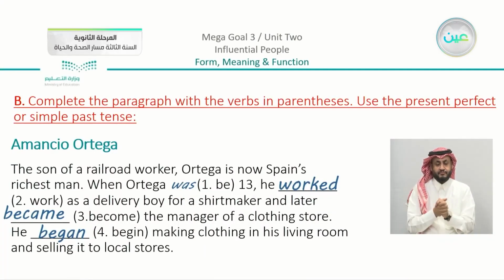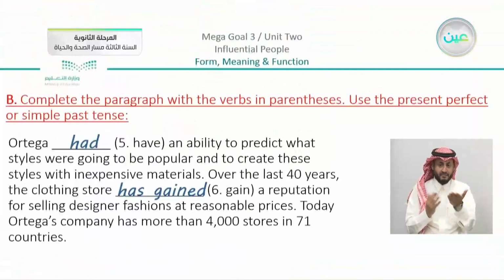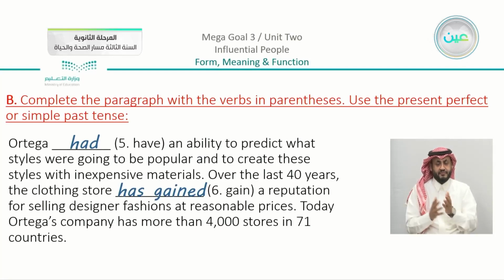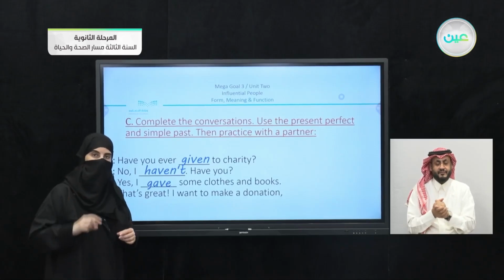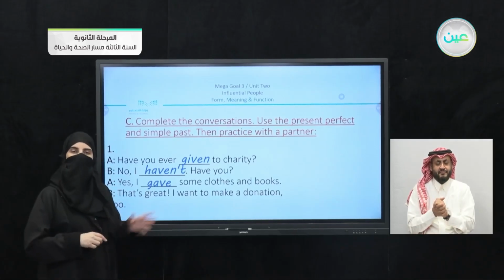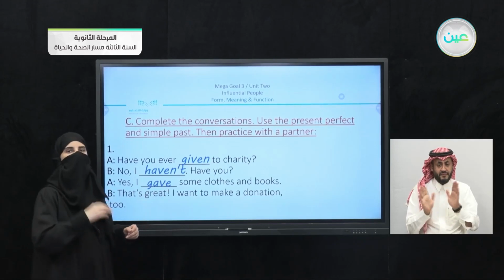Now moving on, we have the second exercise, B. Also, if you recall, we did the first part here about Amancio Ortega. We completed. And we did C. Now we started with exercise C. You can see that we have here: complete the conversations, use the present perfect and the simple past, then practice with a partner. So we said that we have short conversations in the book. We did the first conversation, as you can see. We're going to complete now.